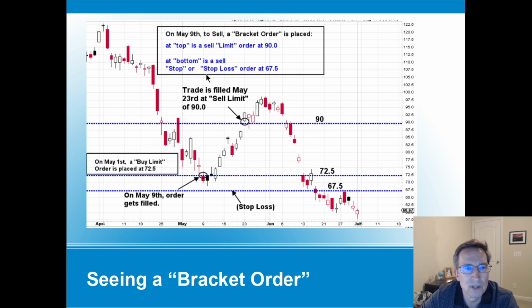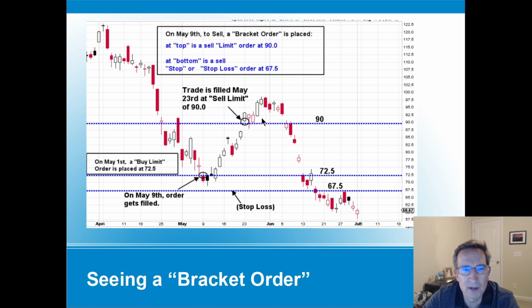So we've entered here, and when we enter a bracket order, we've got the top side as a sell limit order at 90, just in this example. So we bought at 72.5. We're hoping it goes up to 90. And if we bought 100 shares, then we're going to sell 100 shares at 90. And then we're going to enter our stop loss on the same bracket order, and that's this blue dash line at 67.5. And so in this case, the trade went in our favor and we made money. So that's what a bracket order looks like.